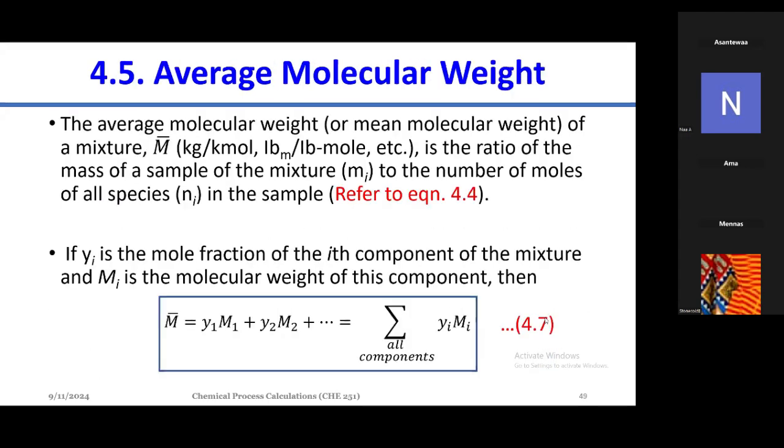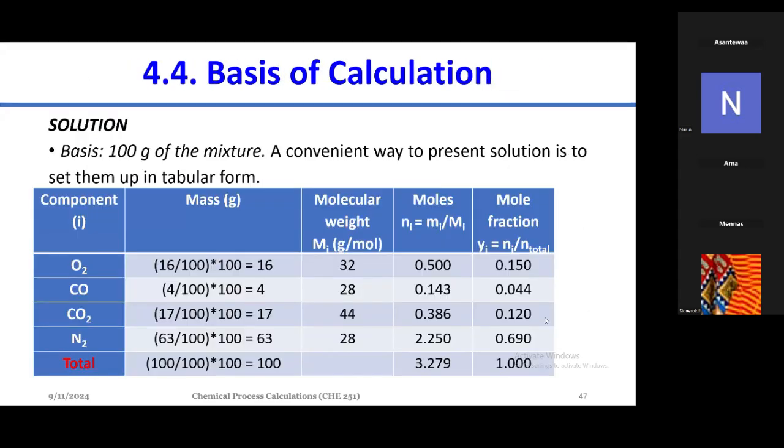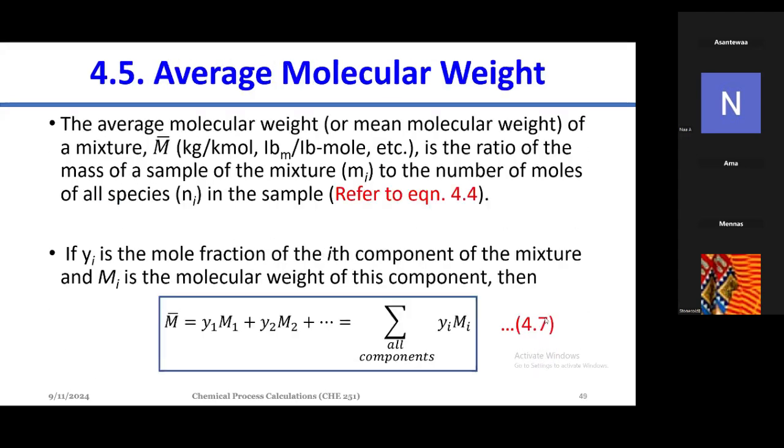Yes, so we will talk about this for the last time: average molecular weight. After getting the mixture, someone might ask, what's the essence of finding the mole fraction and the mass fraction? Sometimes you need to find the average molecular weight, or the molecular weight of the mixture that we have. We find it based on our mass fraction and our mole fraction. We can use either the mole fraction or the mass fraction to calculate our molecular weight.